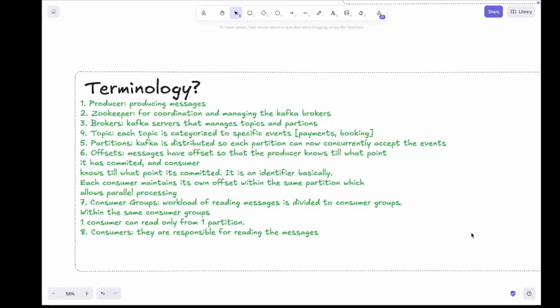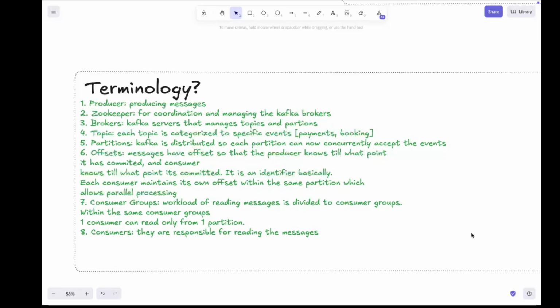Why do we have multiple brokers? Obviously to replicate, and we have a leader and follower concept in brokers. There's a leader which takes the writes, and there are followers. So let's say if one of your brokers goes down, then another one can take over, right? So it makes it highly fault tolerant. Yeah, that is brokers.